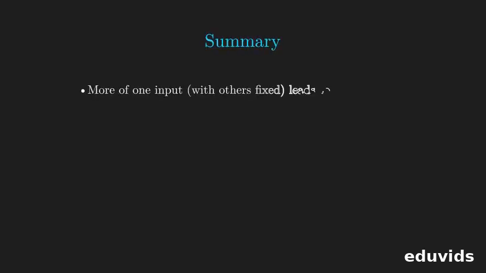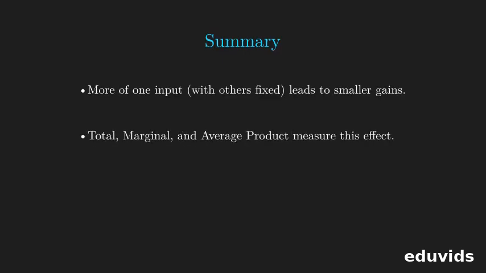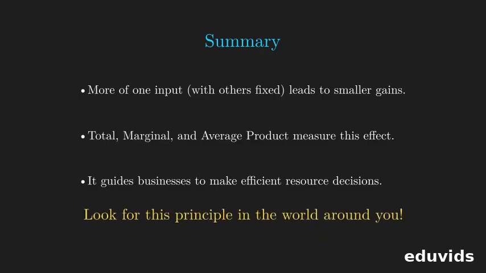The law of diminishing returns shows that adding more of one input to fixed inputs eventually yields smaller output gains. We saw how total, marginal, and average product help us understand this important economic principle. Knowing this law guides businesses to make smarter decisions about how many resources to use. Keep an eye out for how this principle plays a role in businesses all around you.